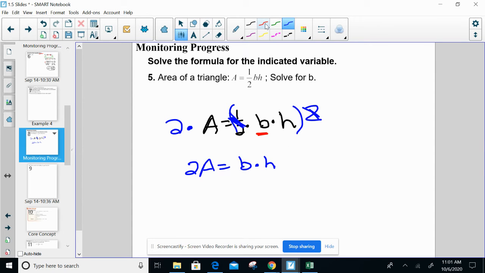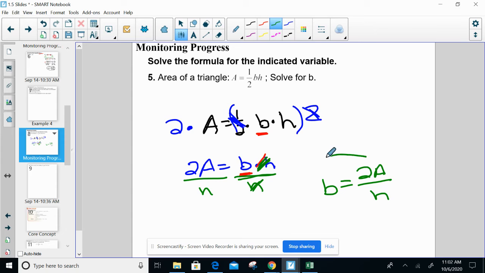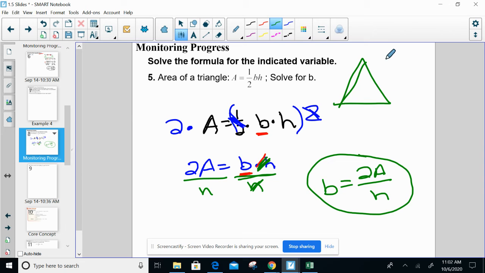And again, we want to get the b by itself. So just look at what's beside it: times h. So go ahead and divide by h, and then that cancels. And so b equals 2a over h. That's your answer. And so what I mean then is if we had a triangle and we knew the area was 10, the height was 5.